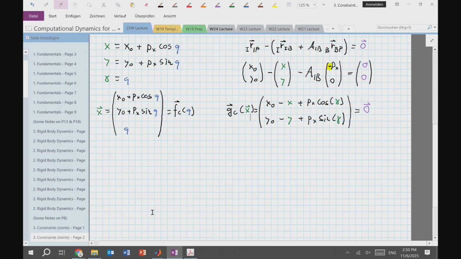Yes? Can we also implicitly restrict the motion by setting the velocity equal to 0? We'll get there. Yeah. But at this point, I first want to look at things on position level. So these are holonomic constraints. Other questions?